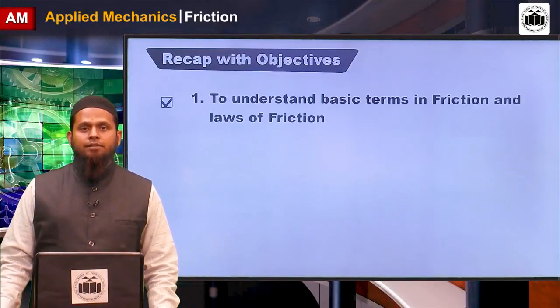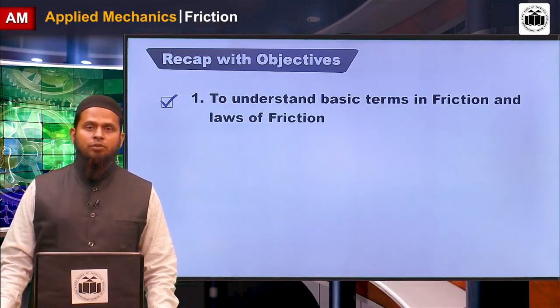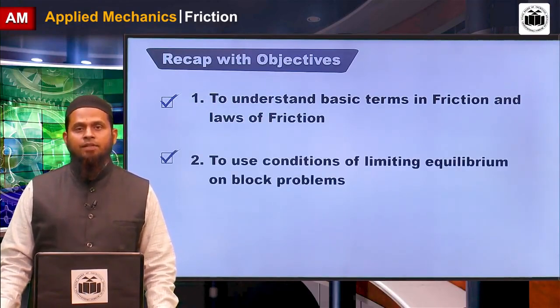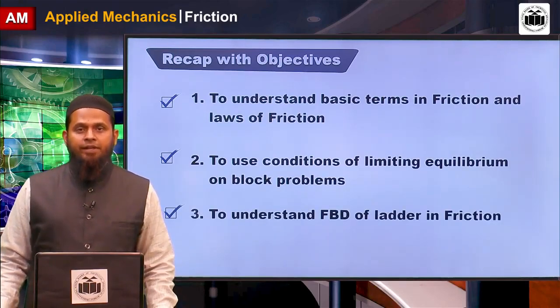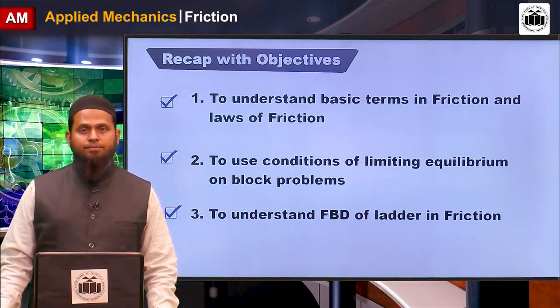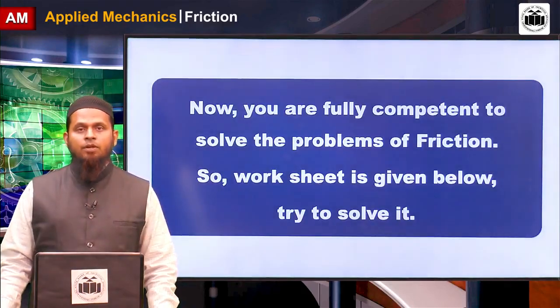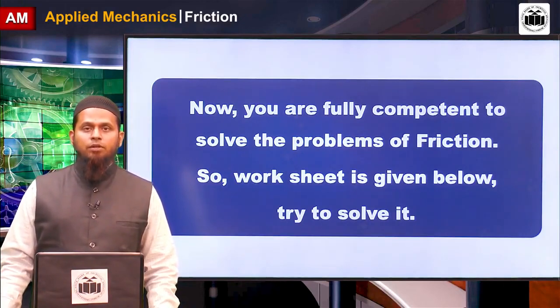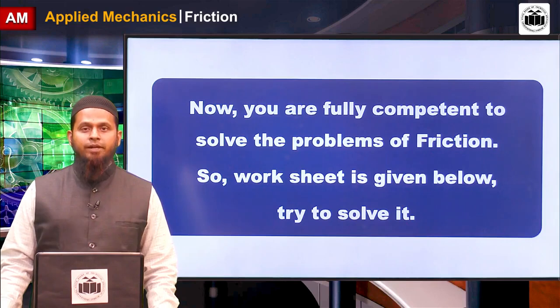With this lecture, we understood the basic terms in friction and the laws of friction, using the condition of limiting equilibrium on block problems, and how to draw the FBD of a ladder in friction. Now you are fully competent to solve the problems of friction. So a worksheet is given below, try to solve it.